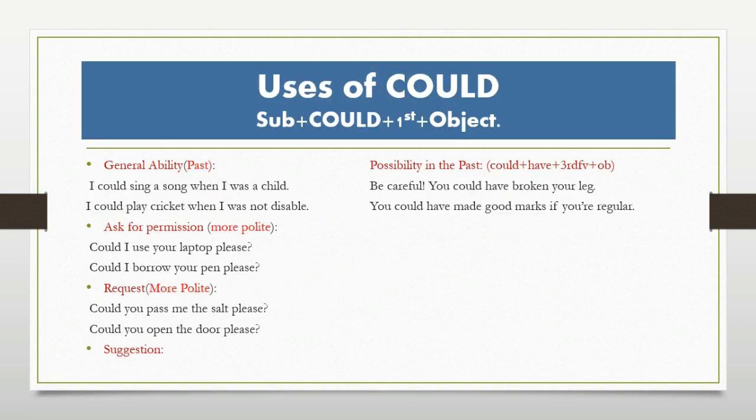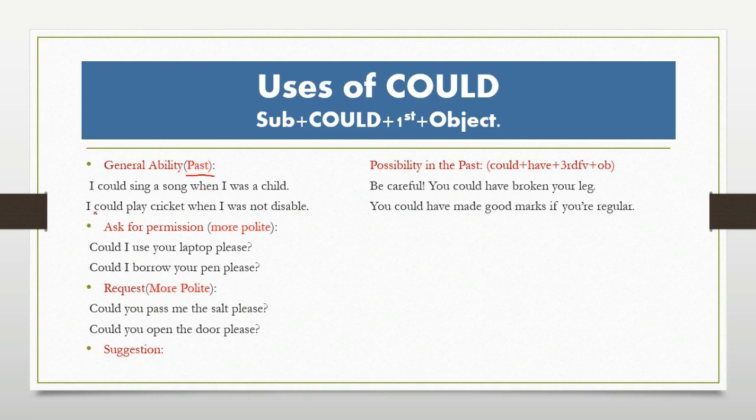The next one that we have is uses of could. Now keep in mind, could is considered the past form of can. Like I have written here, past. So the structure of could is the same. I could sing a song when I was a child, but not now. When I was a child, at that time I was able to sing a song, but right now I am not able.